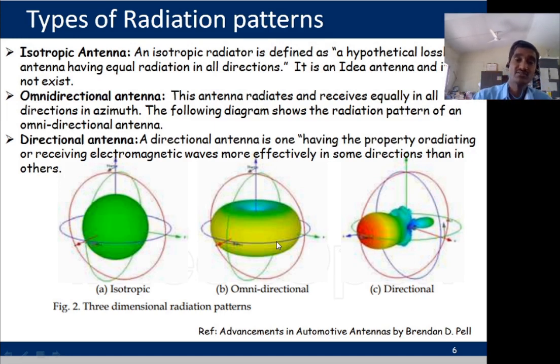And third is the directional antenna. In this, we transmit or receive energy in specific directions. It is defined as having the property of radiating or receiving electromagnetic waves more effectively in some directions than in others. That means a directional radiation pattern or directional antenna transmits energy in a specific direction, not in all directions.